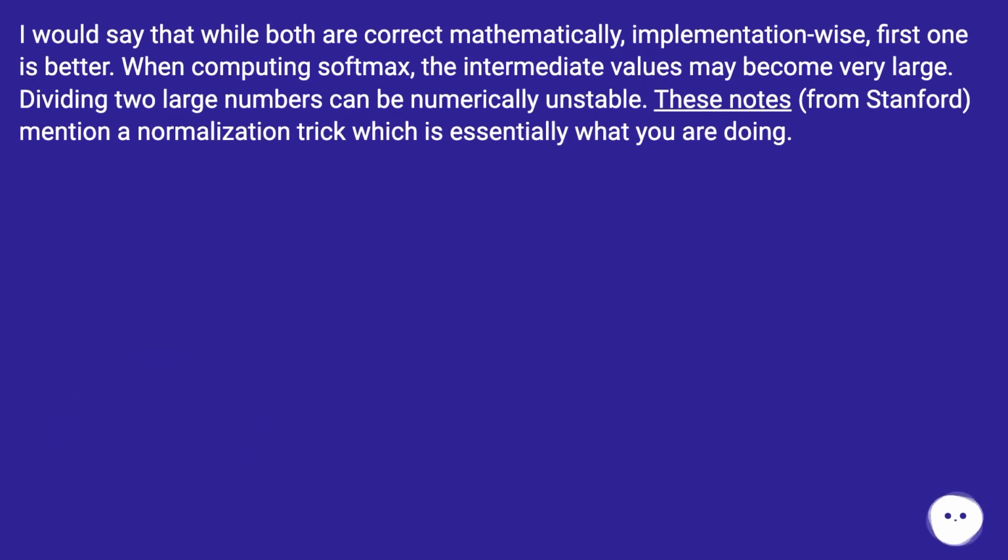I would say that while both are correct mathematically, implementation-wise, the first one is better. When computing softmax, the intermediate values may become very large. Dividing two large numbers can be numerically unstable. These notes from Stanford mention a normalization trick which is essentially what you are doing.